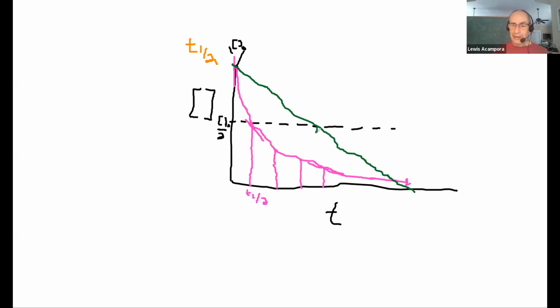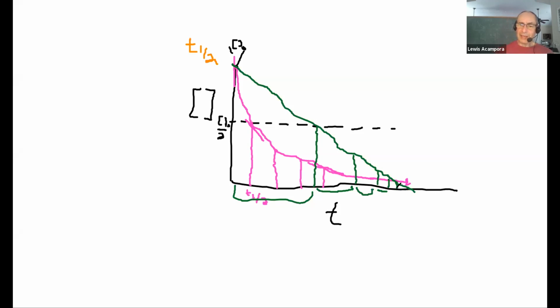Well, here's my first half-life. My next half-life would be the amount of time it takes to use up half of that, or to bring it down to here. And clearly this is much shorter, much less time than that. My next half-life takes even less time because I'm using up less and less stuff at the same rate. So for a zero-order reaction, you can't really say what the half-life is independent of the concentration.